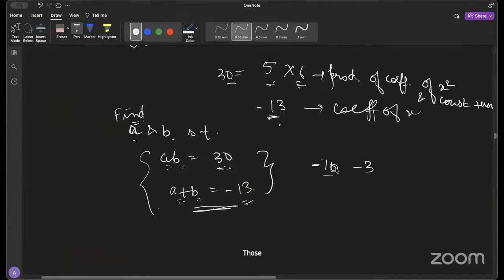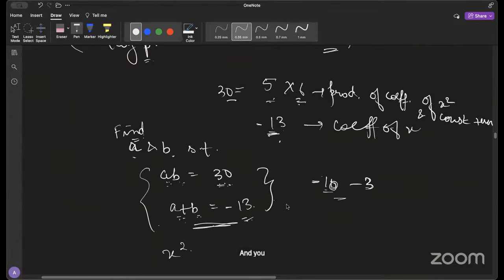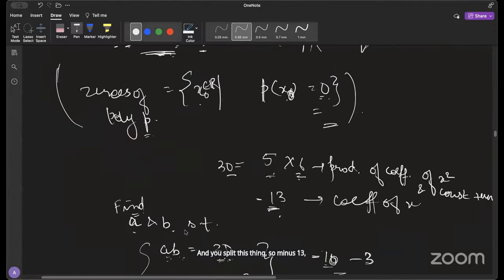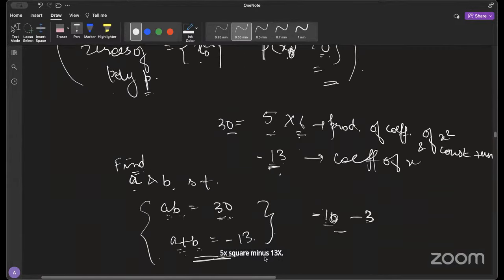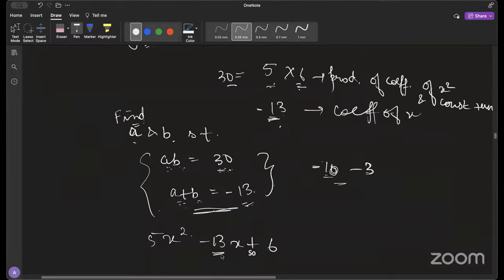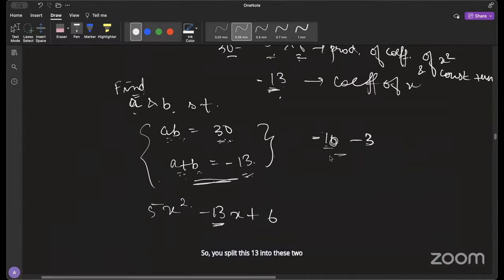Those two numbers are minus 10 and minus 3. The product of these two is going to be 30 and the sum of these two is going to be minus 13. And then you split this thing. Your original equation was 5x square minus 13x plus 6. So you split this 13x into two parts: 5x square minus 10x minus 3x plus 6.